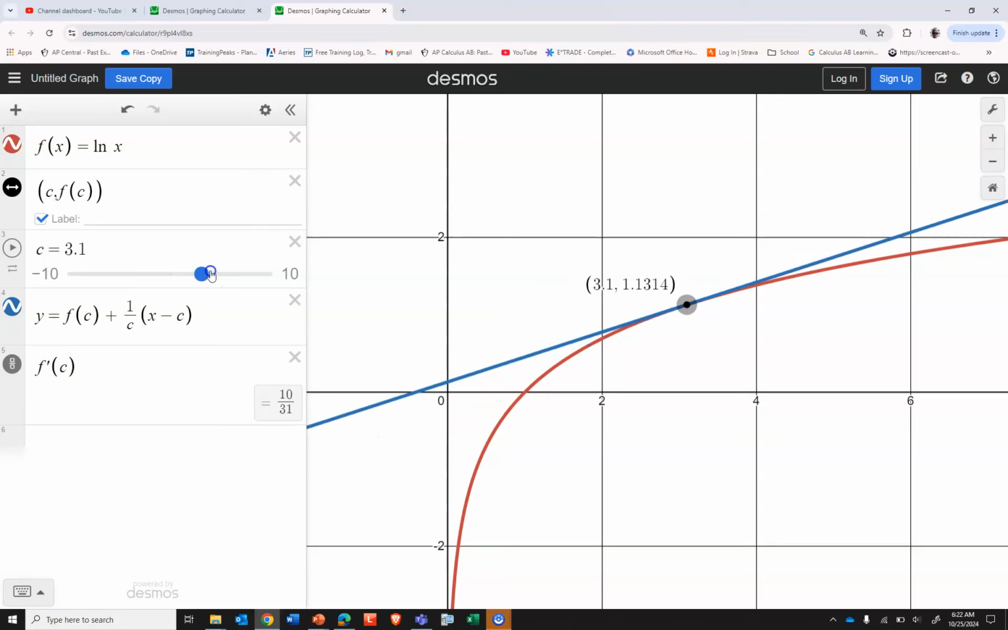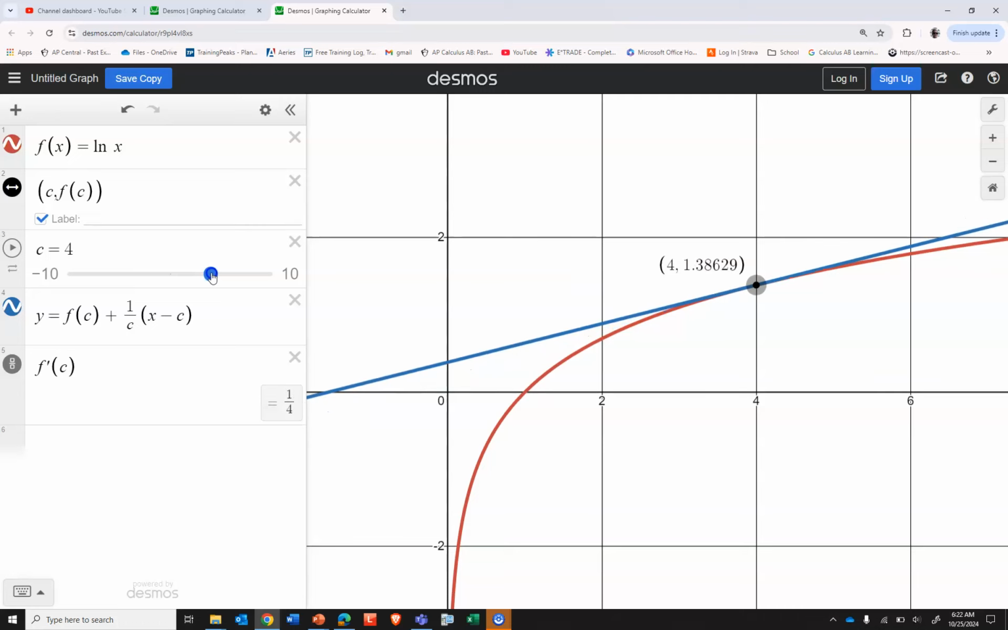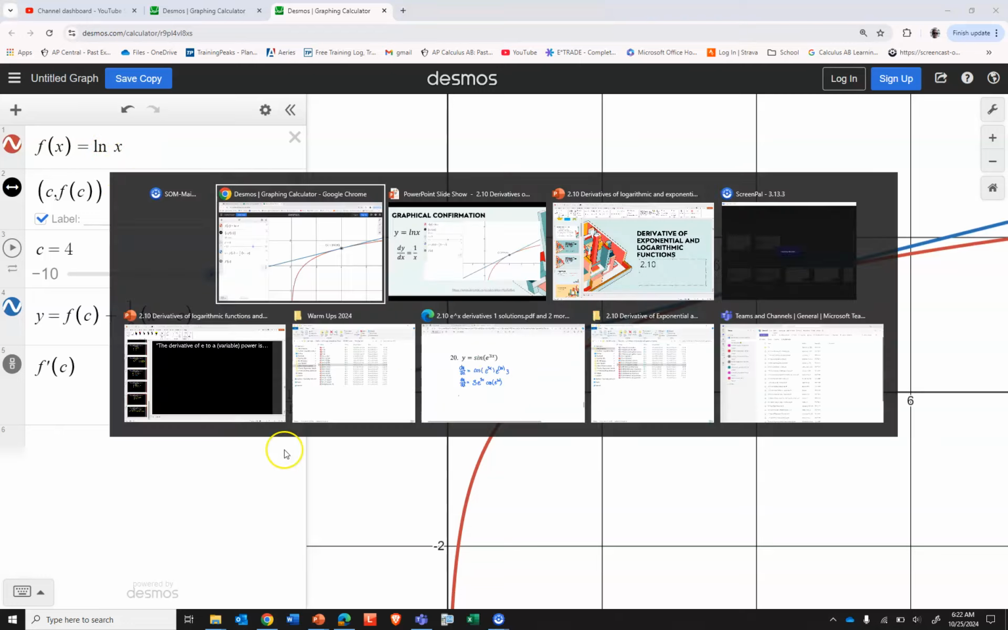Let's move this to 3, just some easy numbers. The slope of the natural log graph at 3 is 1/3. I guess you're going on faith here, who knows. The slope of the natural log graph at 4 is 1/4. Hopefully that's enough confirmation that the derivative at a point, the slope of natural log at any point, is 1 over that x value.